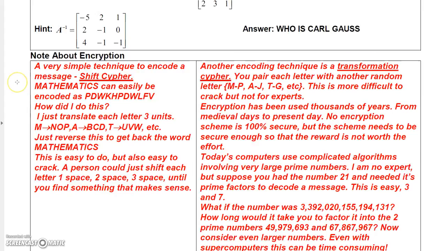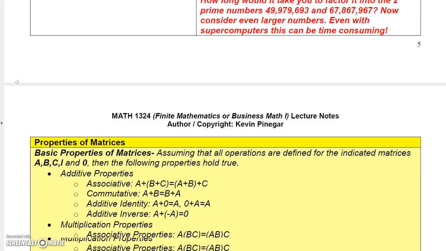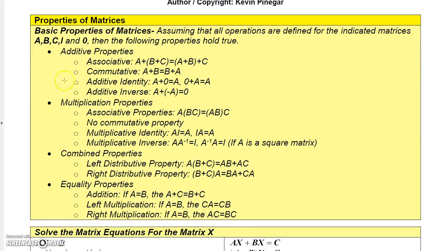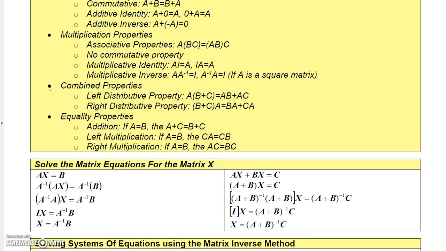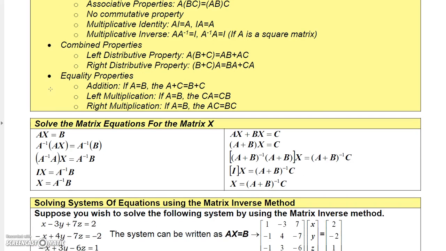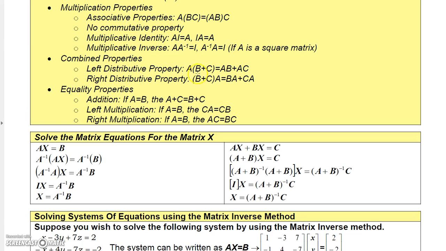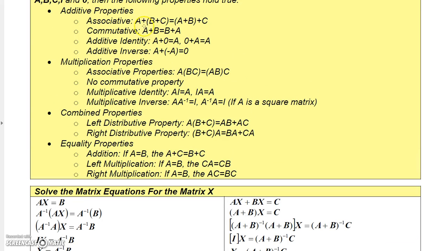So you can read the rest of the notes there about encryption, but also make sure you read properties of matrices, and you'll see several properties here that are really similar to real numbers. But one thing I do want to mention is that, first of all, matrix multiplication is not commutative. Remember, there's no commutative property.